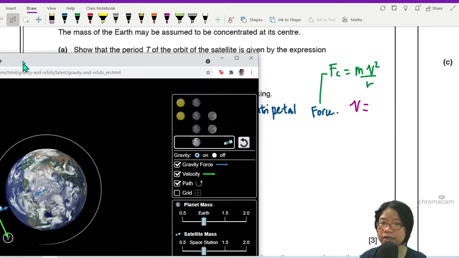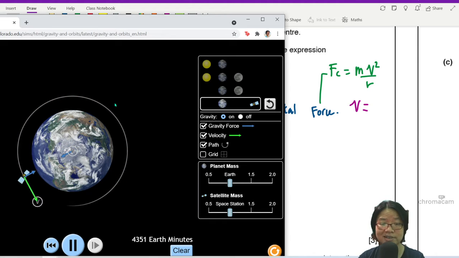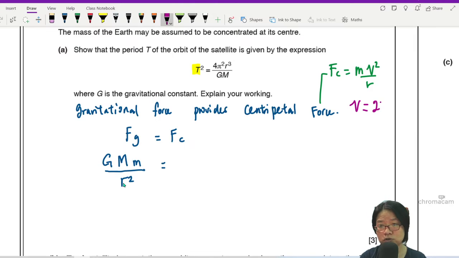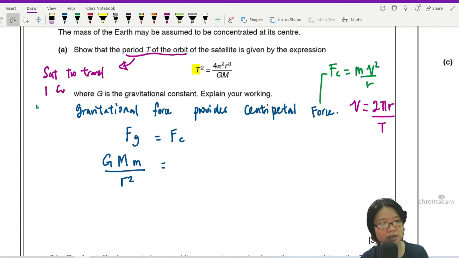So if you stare at this satellite a long time, you will notice that it's traveling in a circle. So the distance traveled is the circumference of the circle, which is 2 pi r, divided by the period, which is T. Because the period of the orbit is the time taken for one complete cycle, for the satellite to travel one complete circle, one complete orbit.